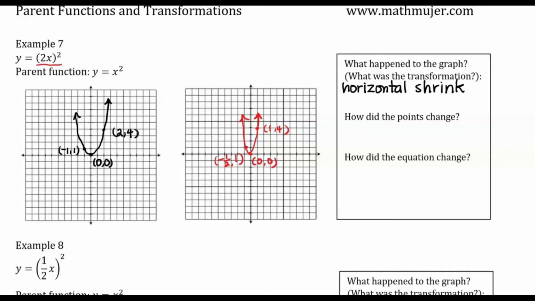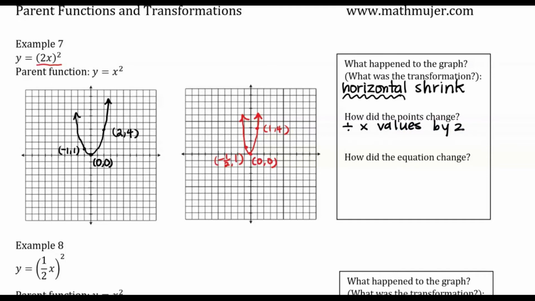So how did the points change? Well, our x values are what's changing here, because this is horizontal, and horizontal means x values. Horizontal runs this way, like the x-axis. And what's happening to those points is that we are dividing our x values by 2. You could also think of it as multiplying your x values by 1/2. That's the exact same thing.